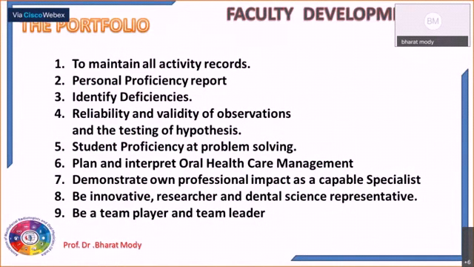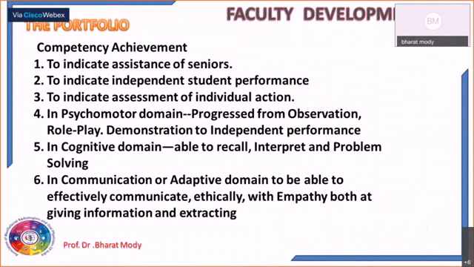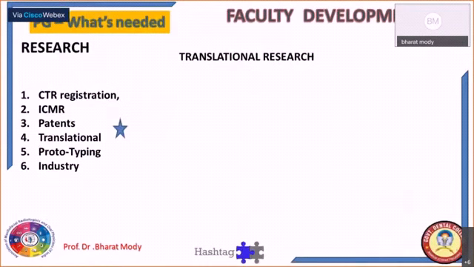Which brings us to the portfolio. Now, the portfolio will always give all the records. There will have to be videos, there will have to be photographs for each and every step which he does. And that portfolio will actually tell us how much proficiency he has developed, how many competencies he has mastered. All that can be done if you have the portfolio. So proficiency is there, his oral healthcare management, whether he can be a specialist or not, that can be evaluated. Whether he is innovative, and whether he is a team player and team leader, that also will be checked. Competency achievement is the greatest thing which will happen if there is a portfolio. It indicates that performance is individual, and in all three domains, how he has progressed from the basics to the complex will be recorded in the portfolio.